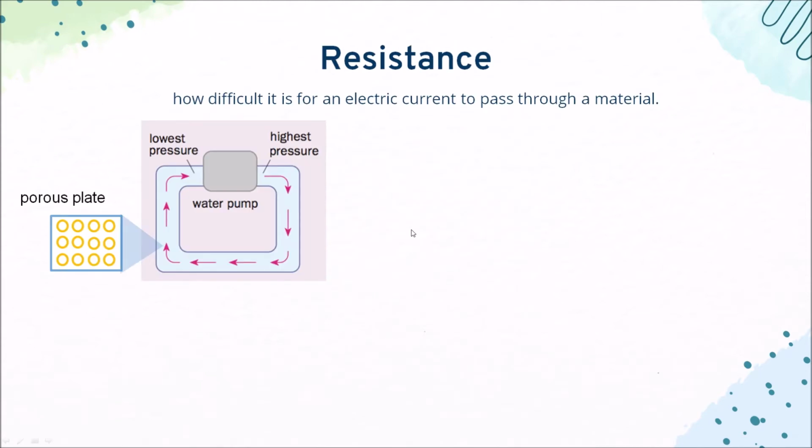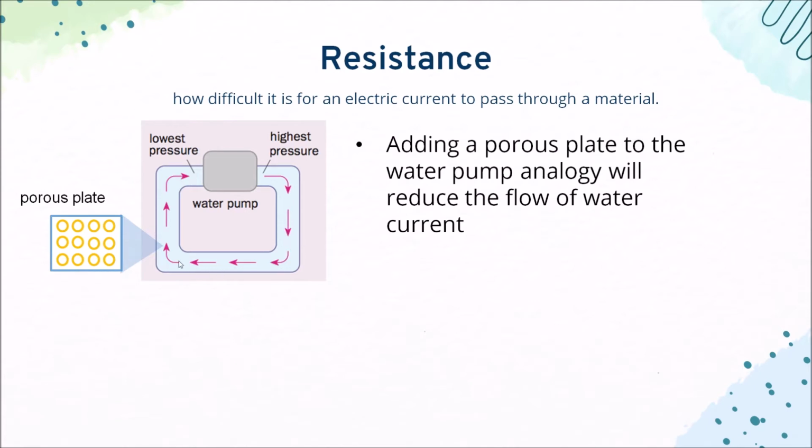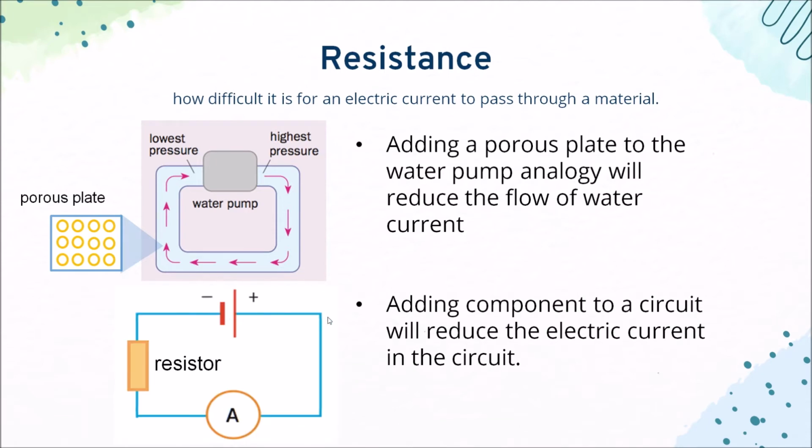The term resistance should not be difficult to understand, because if we think of a water pump system with water pipes, resistance is like adding porous plates which have a lot of holes and only allow part of the water to flow through. By putting these plates, it reduces the flow of water. It's the same if I have a circuit and I add resistors or other components in the circuit. This will reduce the electric current flow. So the word resistance in layman terms should be quite familiar to you.